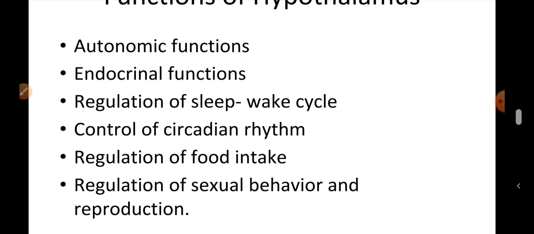Hypothalamus also helps in the regulation of the sleep-wake cycle. The anterior hypothalamus is considered a sleep facilitatory center and its stimulation leads to sleep, whereas the posterior hypothalamus acts as a waking center and its stimulation leads to wakefulness. Hypothalamus also controls the circadian rhythm.